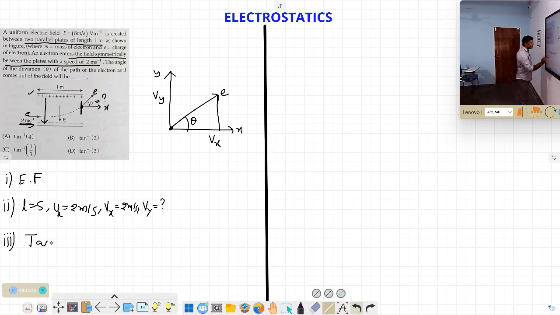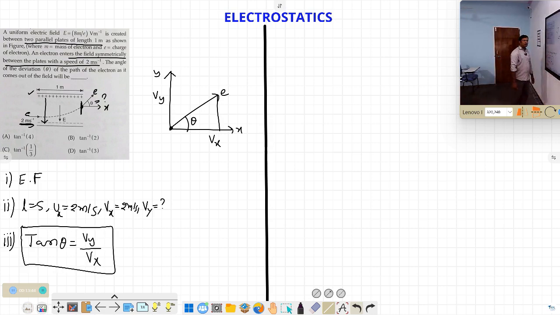Using the triangle, using the formula tan theta is equal to y-axis by x-axis. What is the y component? Vy. What is the x component? Vx. So these are the three concepts you must understand to solve the problem.